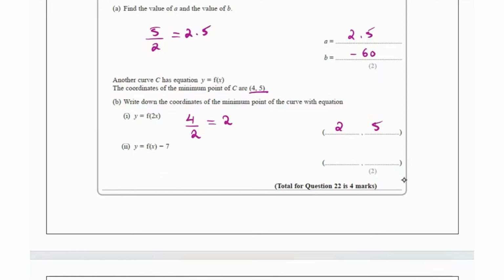Then the next one is y equals f of x minus 7. Now the graph is moving 7 units down. So if it's moving 7 units down, that means we will subtract 7 from 5. That gives us -2. So this time, x remains as it is, and y changes to -2. So you need to know the transformation of graphs. If you don't know how something is changing based on the changes made in the equation, you won't be able to do it correctly.